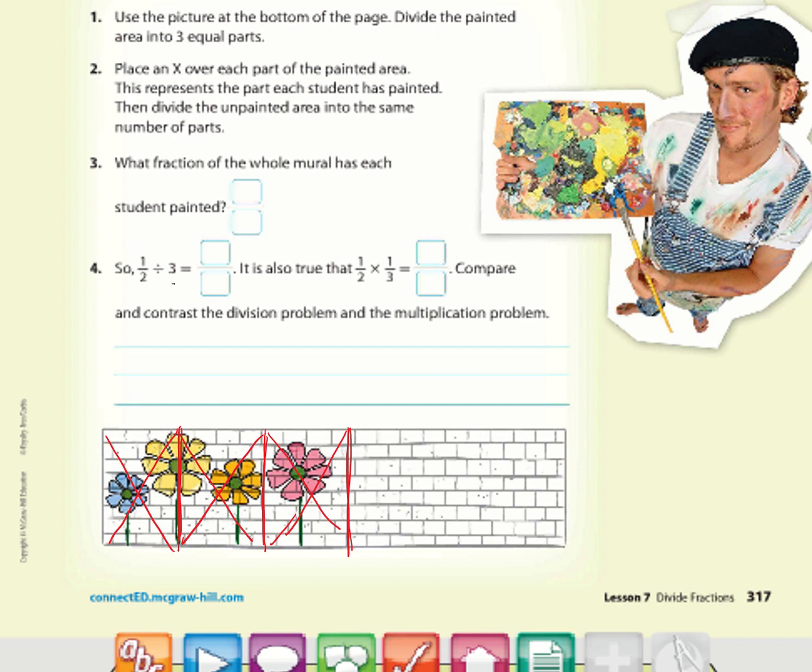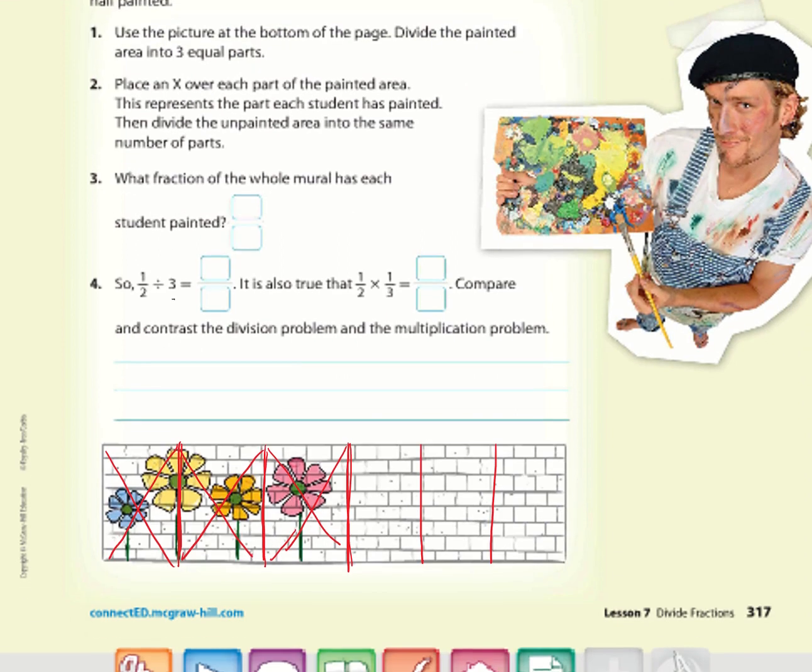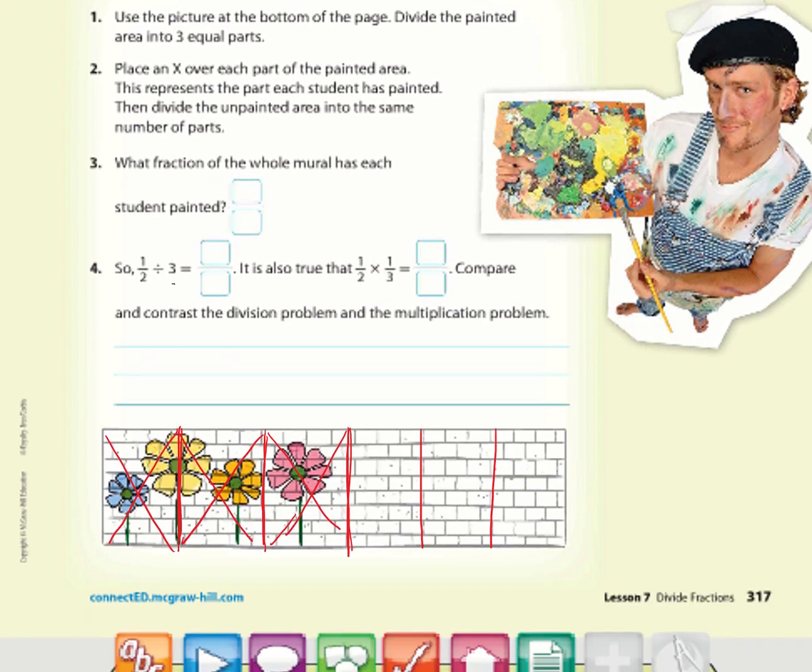Then divide the unpainted area into the same number of parts. So we need 3 more parts with the unpainted area right here. So we have 3 equal parts on the right side. What fraction of the whole mural has each student painted? So if 3 students are painting and we want to know how much each student has painted, each student has painted 1/6 of the mural.